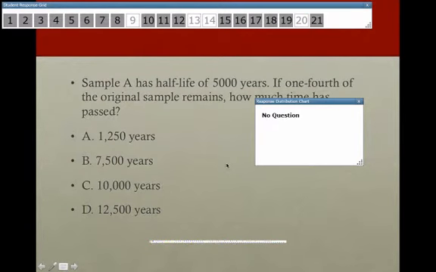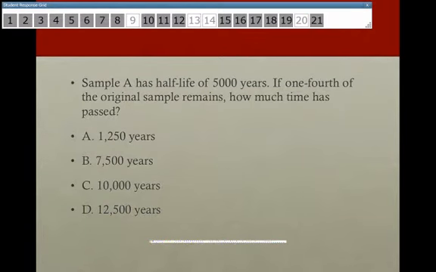Well, here's a half-life question. We do need to talk about this one. This is a good half-life question. Sample A has a half-life of 5,000 years. If a fourth of it is remaining, how much time has passed? 10,000. Well, easy. Makes sense.